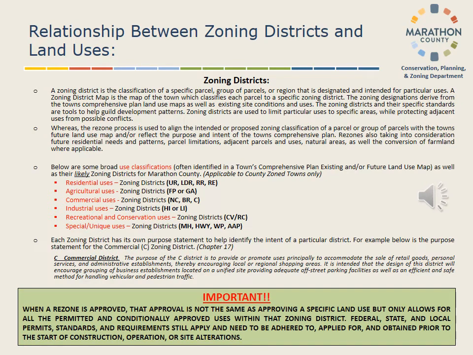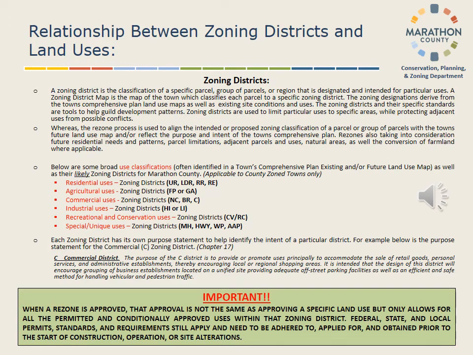The rezone process, on the other hand, is used to align the intended or proposed zoning classification of a parcel or group of parcels with the town's future land use map, and/or to reflect the purpose or intent of the town's comprehensive plan. Rezones also take into consideration future residential needs and patterns, parcel limitations, adjacent parcels and uses, natural areas, as well as the conversion of farmland where applicable.